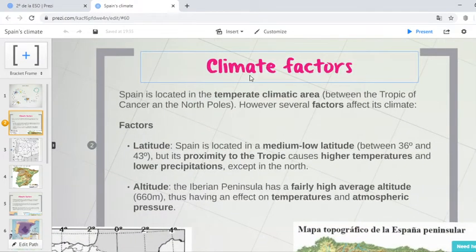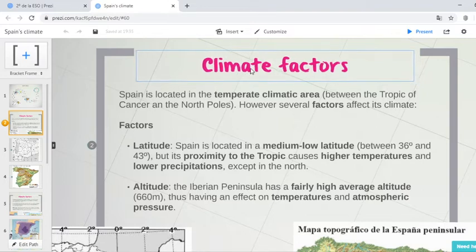Before we start talking about the different climatic elements that are found in Spain, we're going to start with the climate factors, or the climatic factors. As you may remember, a factor is an element, something that modifies or influences, in this case, the climate.